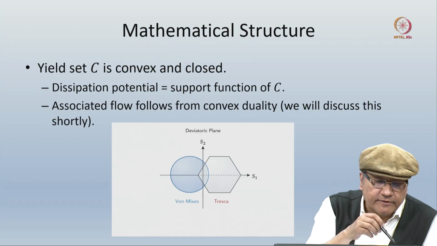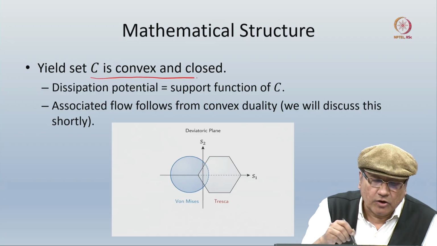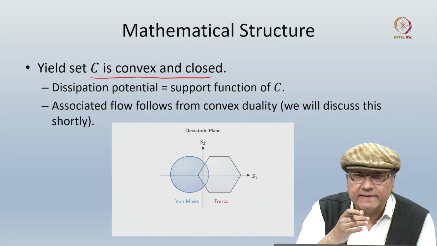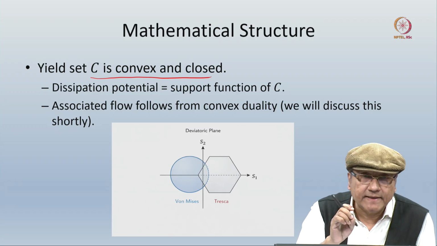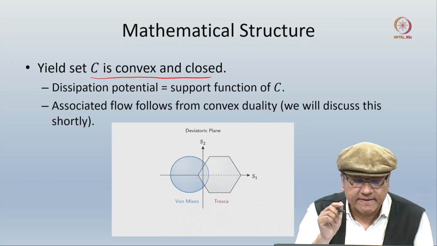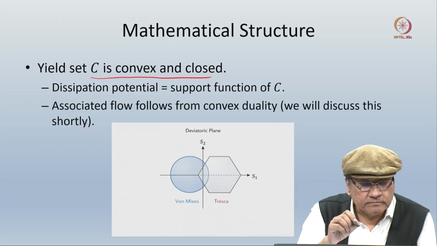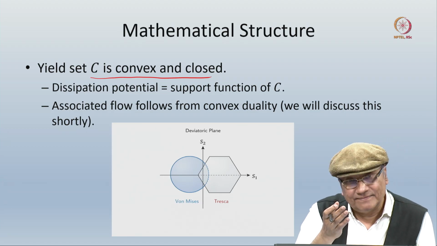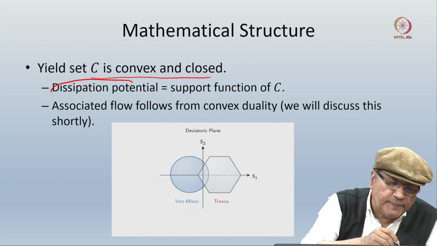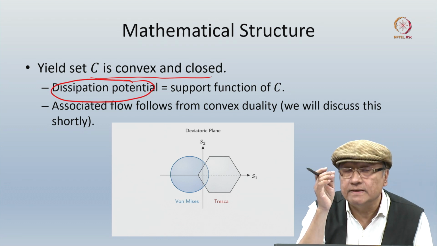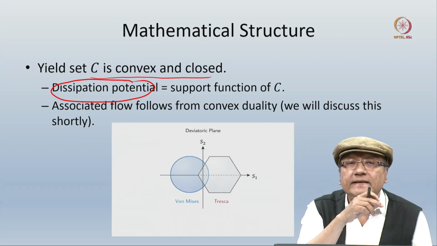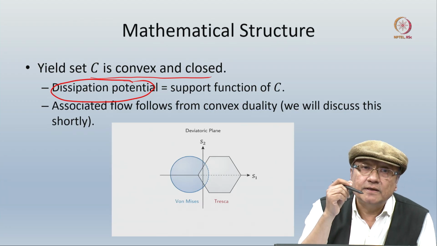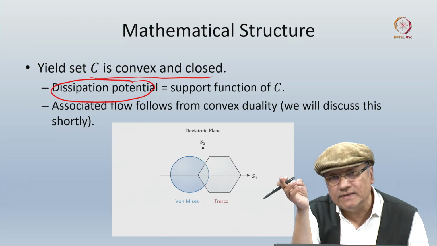So we have already seen therefore that the yield set C is convex and closed. We will soon use some theoretical tools from convex analysis to understand it better. And we will see that another way of defining plasticity is through a dissipation potential, a completely independent way of defining plasticity, not by initially defining a yield surface. Instead, we can define a dissipation potential which in turn will lead us to the yield surface.